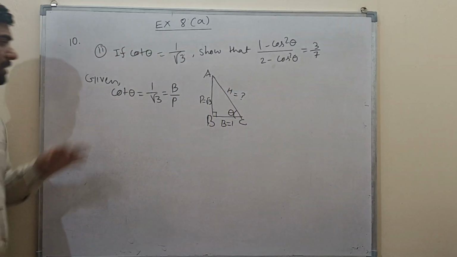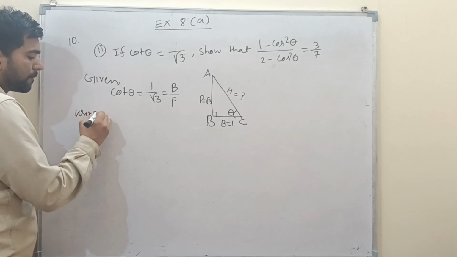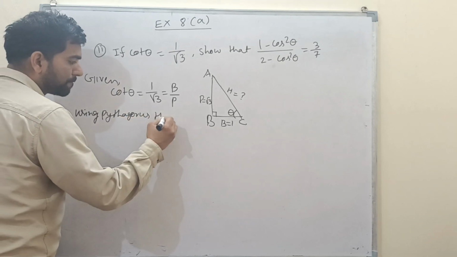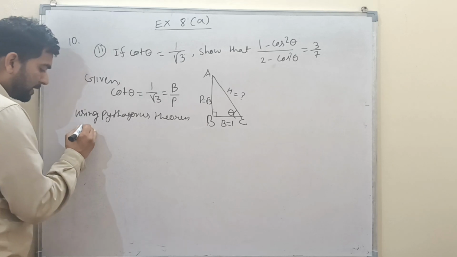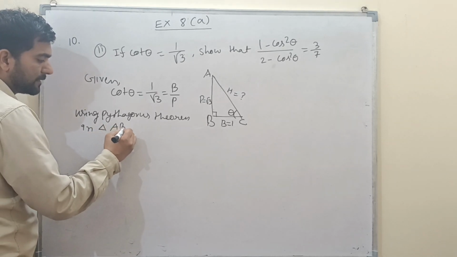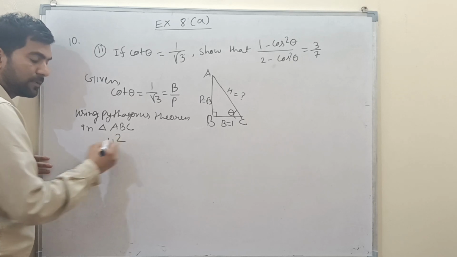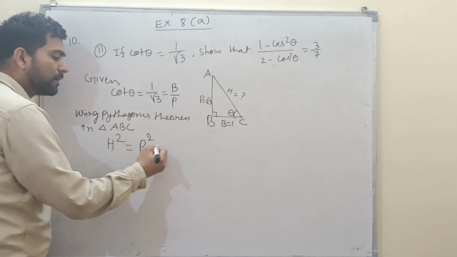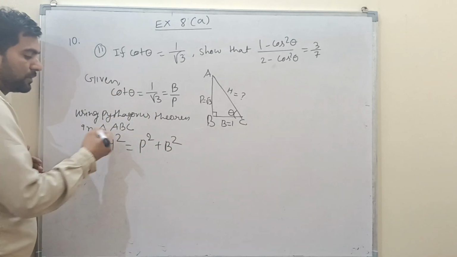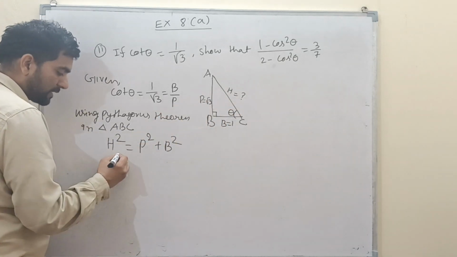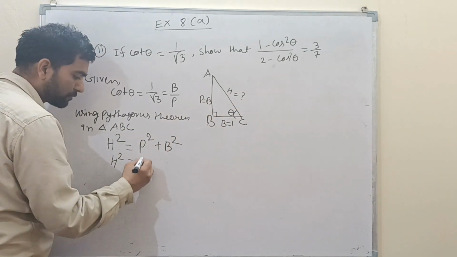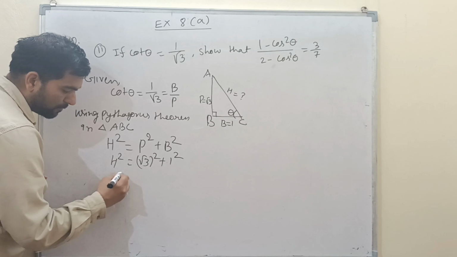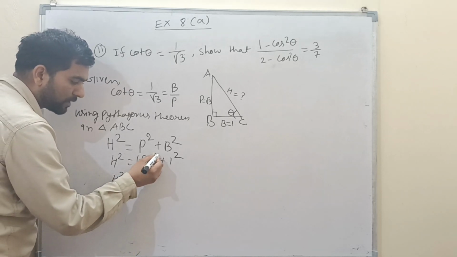So using Pythagoras theorem in triangle ABC, you know that Pythagoras theorem is hypotenuse square equals perpendicular square plus base square. So now put the values. H is not given, so I write h square. P we know, root 3 square. Then plus b, we know, 1 square. So h square will be root 3 square, where the square and root cancel.